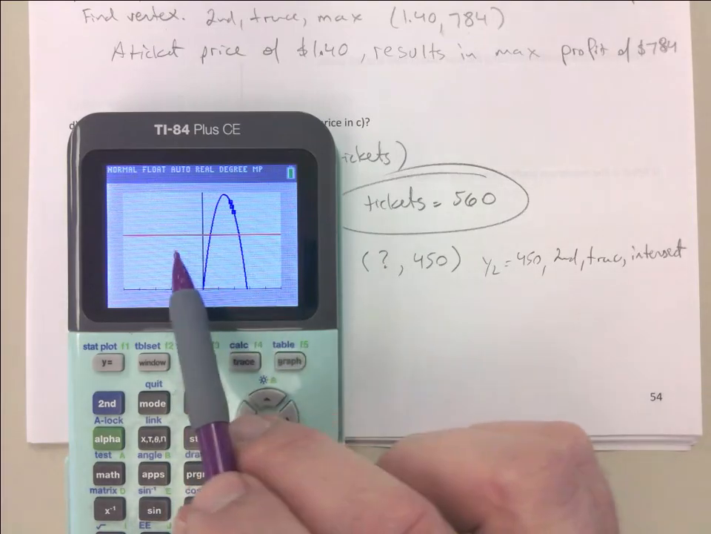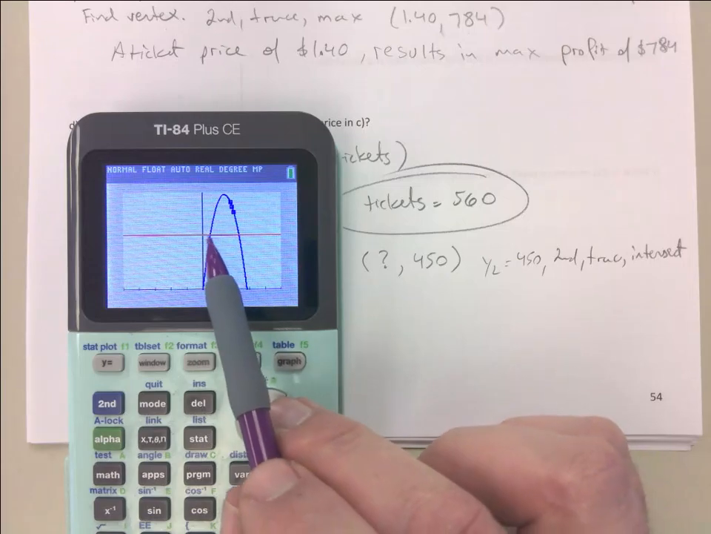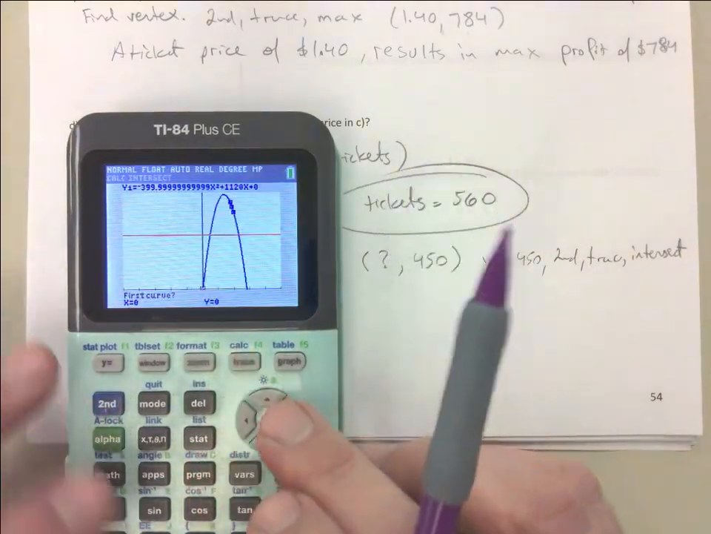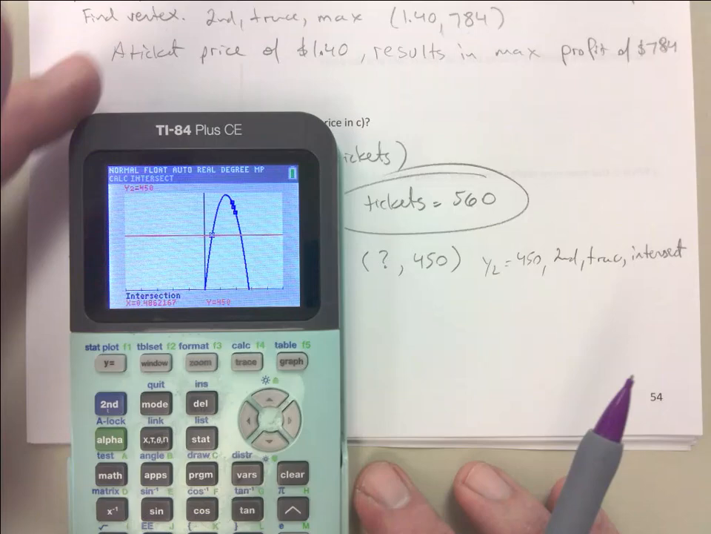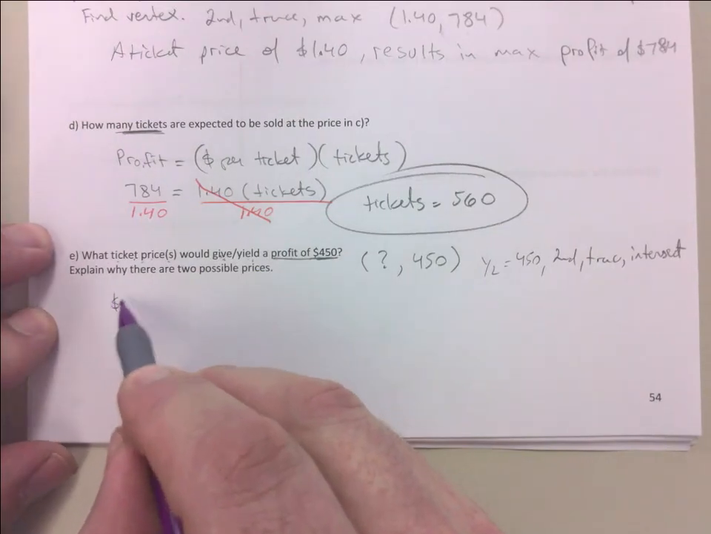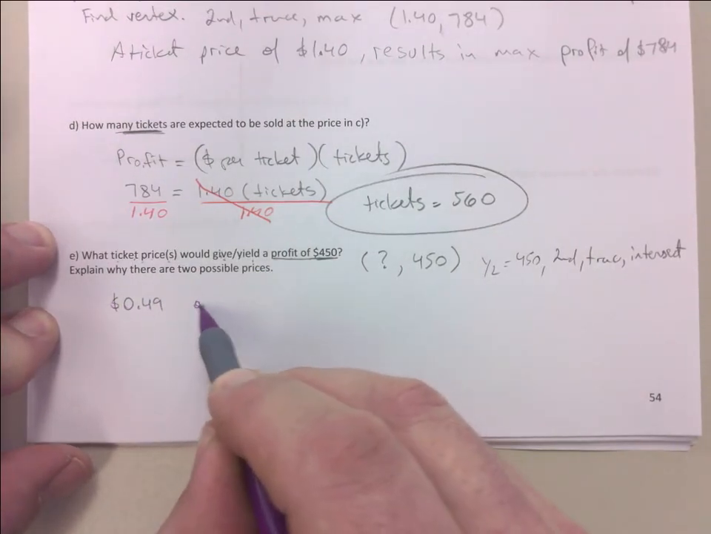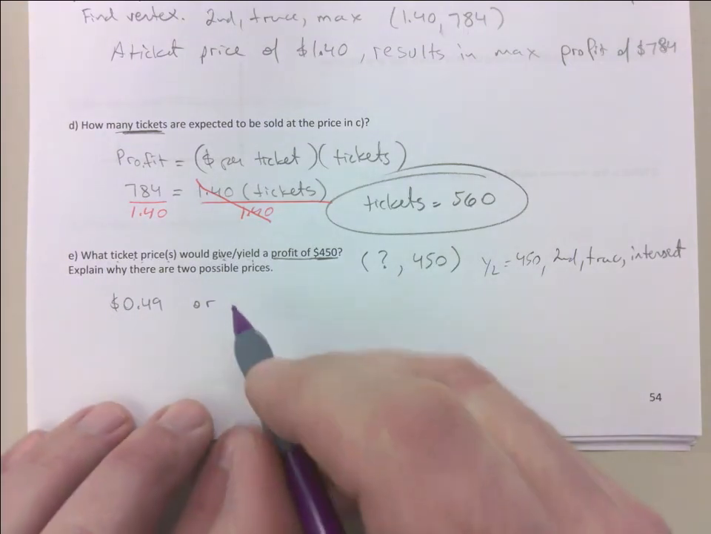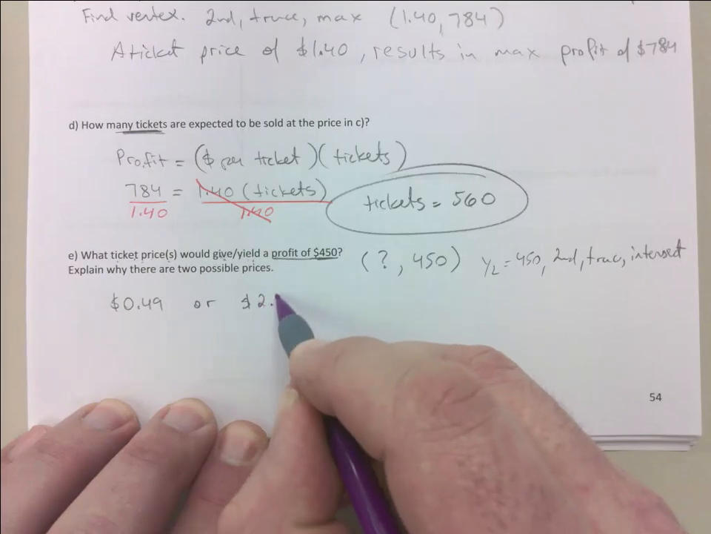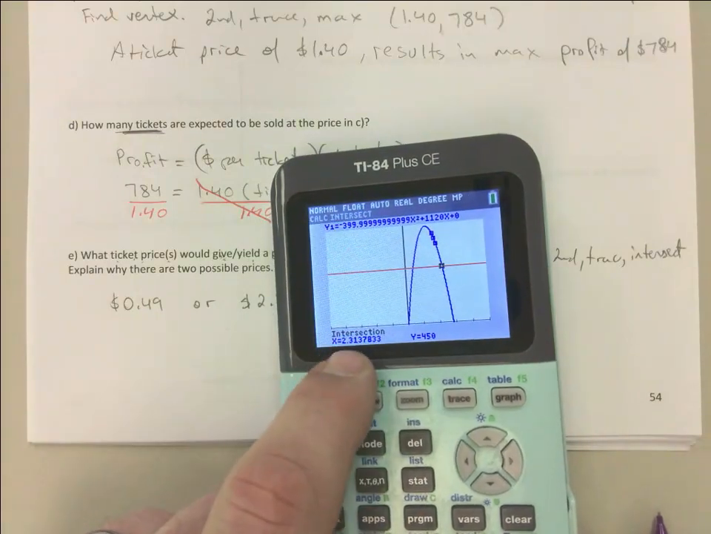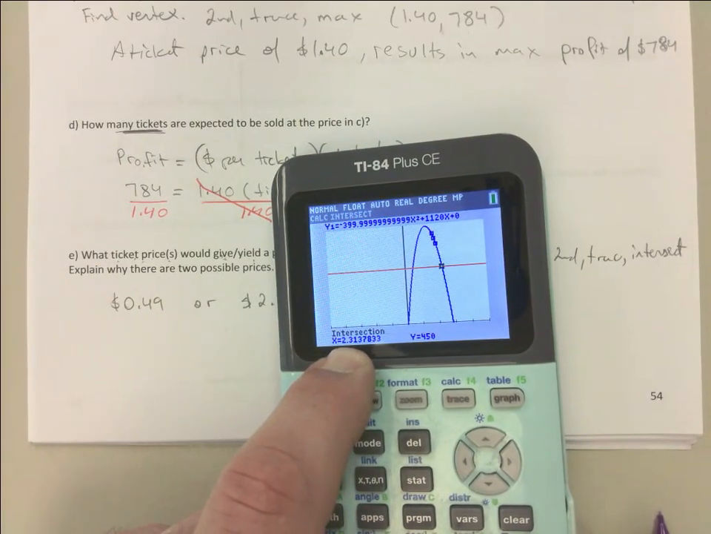So if you want to make $450 profit, you have 2 choices. Right? So we're going to find them both. Second trace 5. The first one is charging 49 cents. Or I'm going to find the other one. I know it's on the screen. This would be $2.31. See? This one gave me 231 when I did second trace intersect.